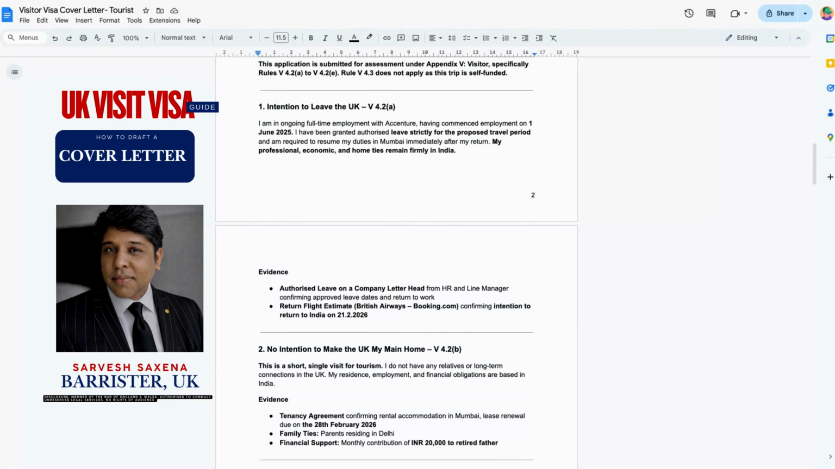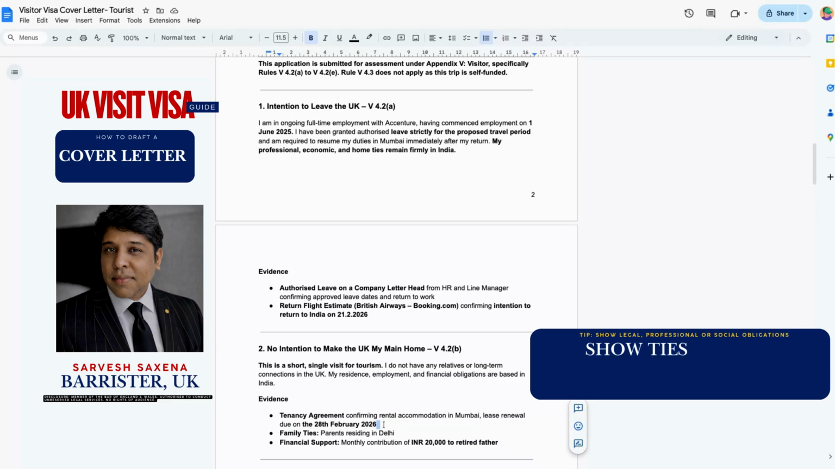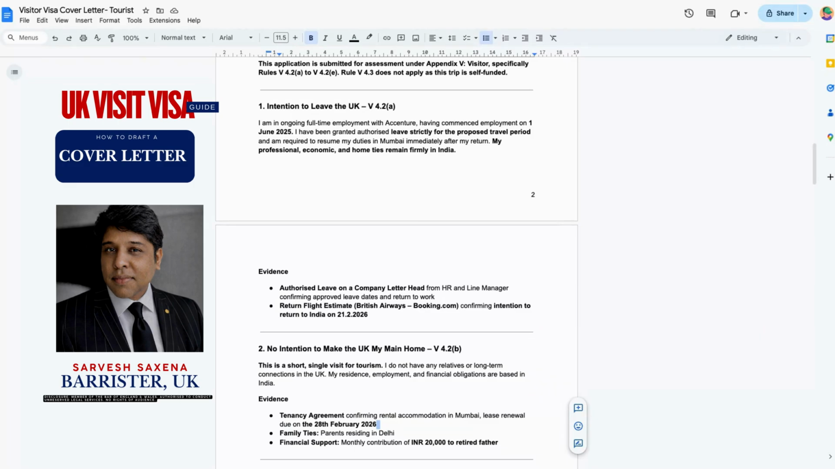So what evidence can you show? I have a tenancy agreement confirming my rental accommodation in Mumbai, and there is a lease renewal due on 28th of February 2026. Now, the importance of this is she's going from 10th February to 21st of February, right? And she has to come back to India to physically sign the statement. So she will provide her tenancy agreement. There is a date of renewal already provided, and therefore she is giving another reason that it's a short visit. I have to come back.